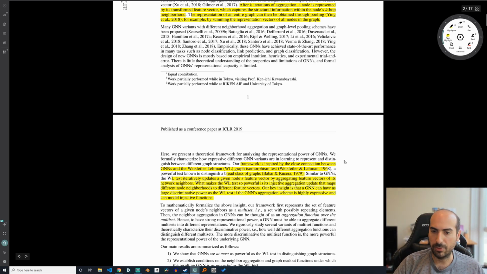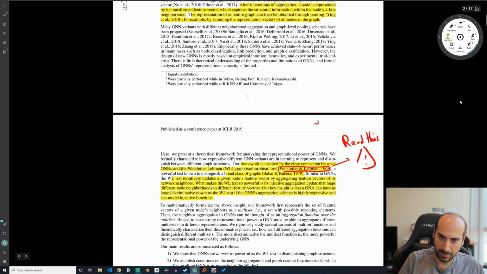Okay, this is a big mouthful, but I think what we need to do now is, wait, this paper I need to read straight up. I have to read it, or maybe just Michael Bronstein's tutorial.